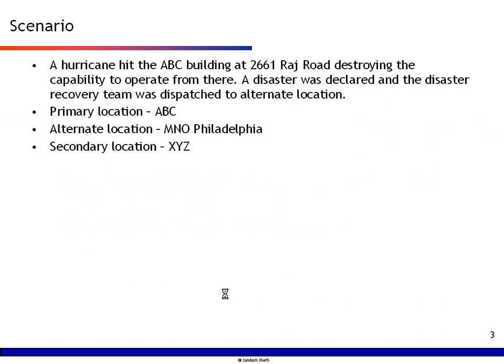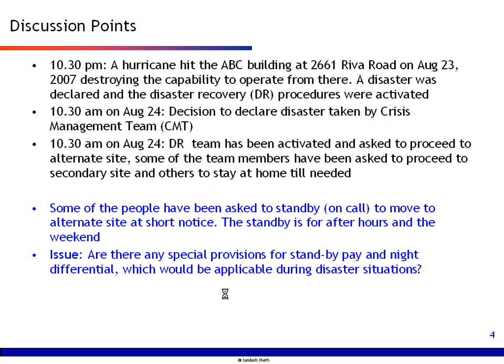The scenario is that a hurricane hits the ABC building, destroying the capability to operate from there. This building houses the data center, which provides the IT services for the organization. The warm site or the alternate location is at MNO Philadelphia, and the secondary location is XYZ. Our simulation exercise starts. At 10:30 p.m. we will build a timeline, and a hurricane hits the building.